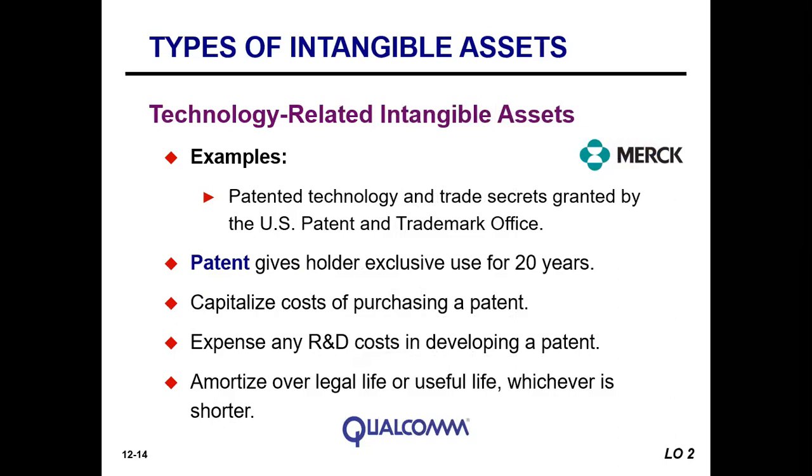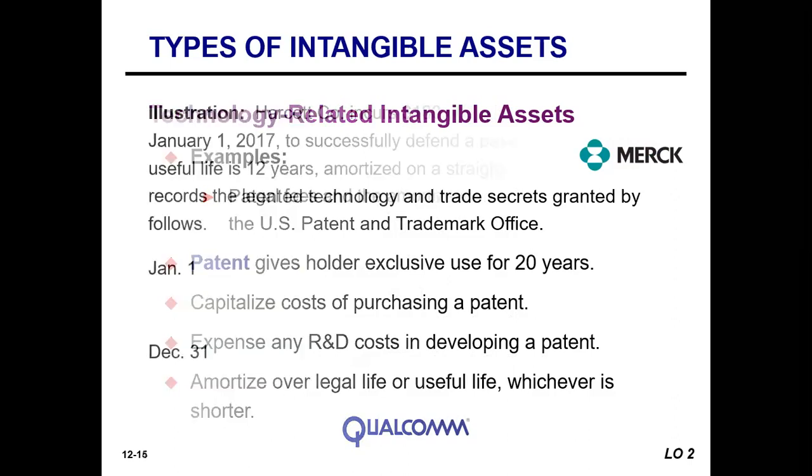Technology related intangibles. Again, we talked about some of these: patented technology or trade secrets granted by the patent office or the trademark office. A patent gives the holder exclusive rights for 20 years. Capitalize the cost of purchasing a patent. We have to, though, expense any research and development cost in developing the patent. We amortize over the legal life, 20 years, or useful life, whichever is shorter.